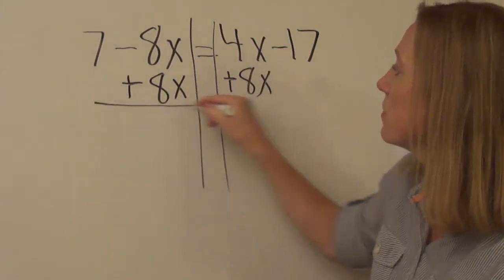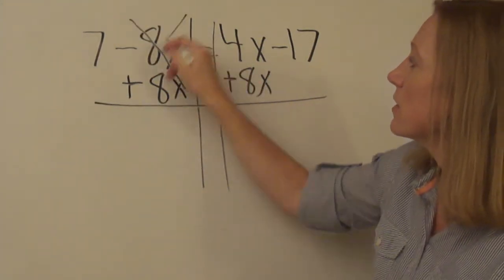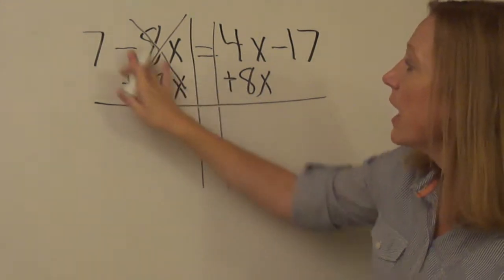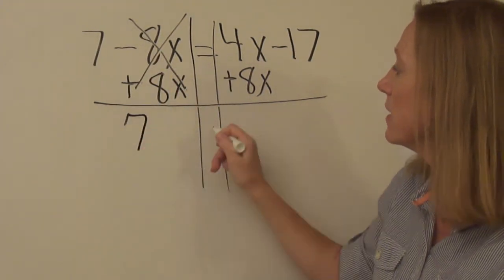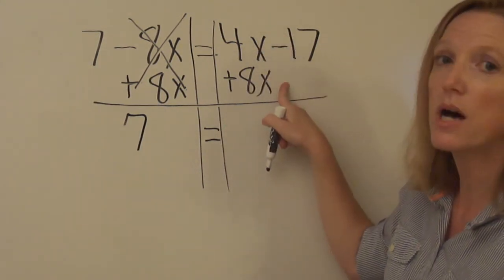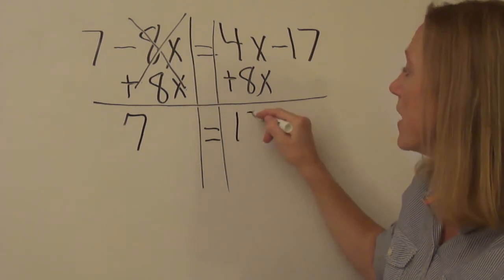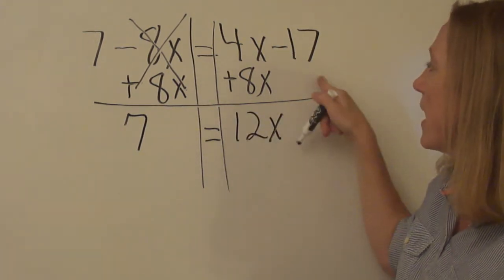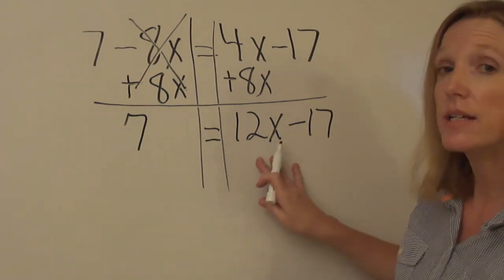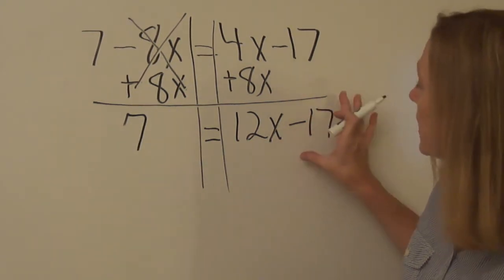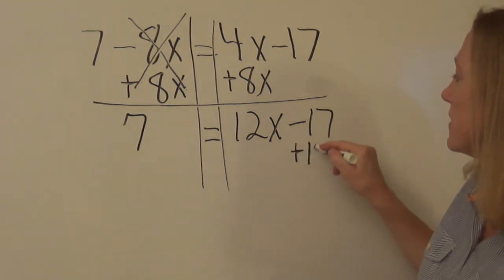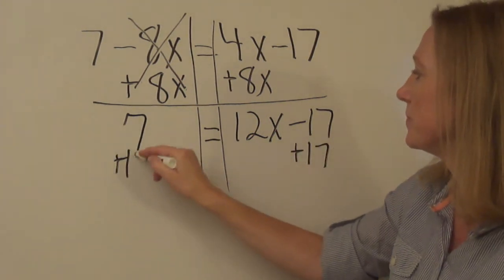Adding 8x to both sides crosses off the x's on this side, and we'll collect them all over here. I still have a positive 7 equals, now I'm going to combine a 4x and a positive 8x, so I'll combine those together for 12x, and I have minus 17. Now I've collected all of my x's on one side, so I want to get my constants, my numbers, on the other side. So now I'll add 17 to both sides.